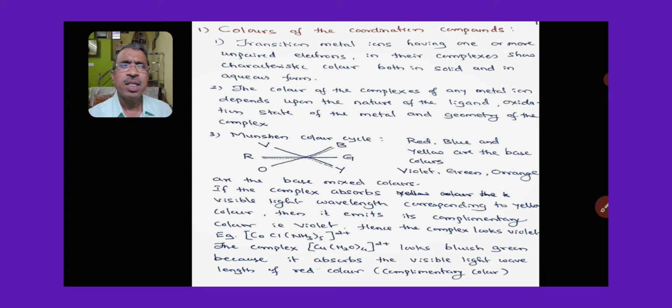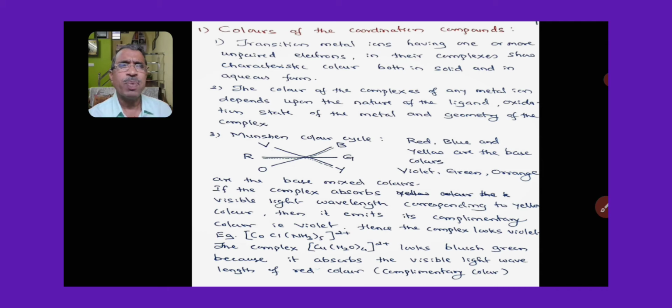Among these 6 colors, the 3 basic colors are red, blue, and yellow. When you mix red and blue, you get violet color. When you mix blue and yellow, you get green color. Similarly, when you mix red and yellow, you get orange color in between the two. So therefore, to explain any color, the complex absorbs one color and its complementary color will be exhibited.